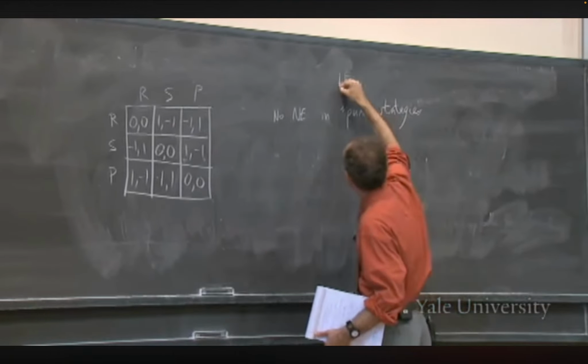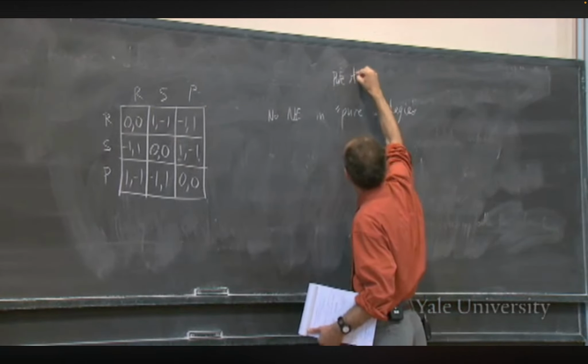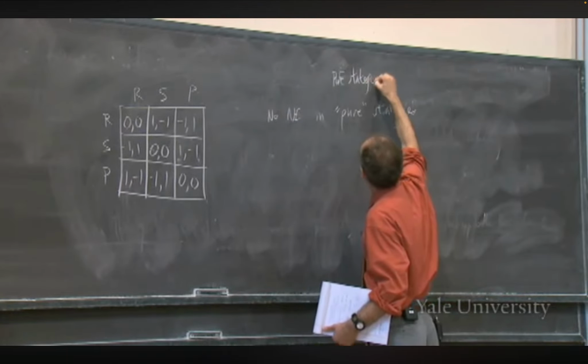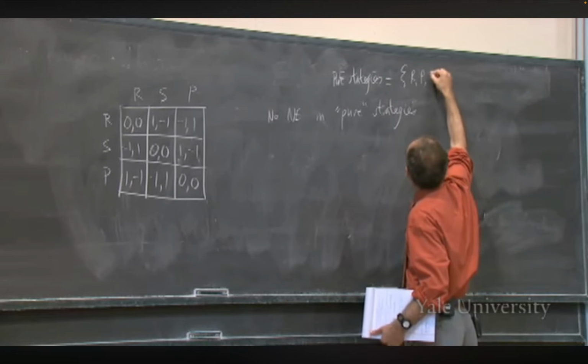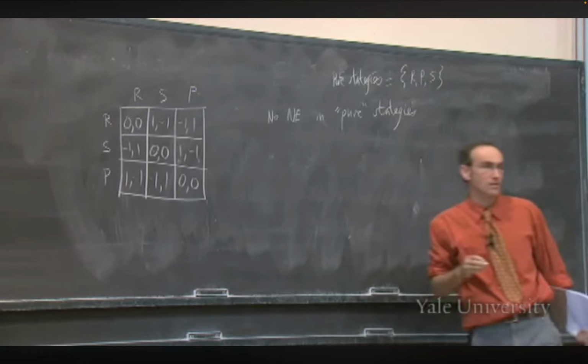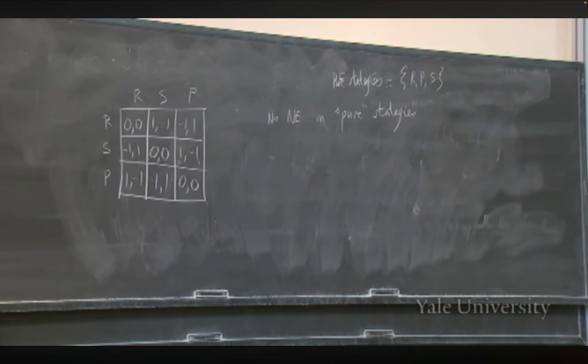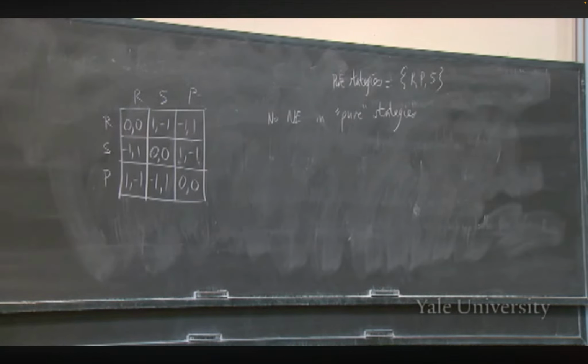So the set of pure strategies is equal to the set rock, paper, and scissors. What we've called strategies up to now in the class. Now, can everyone see why there's not going to be a Nash equilibrium in pure strategies? Let's just talk it through.